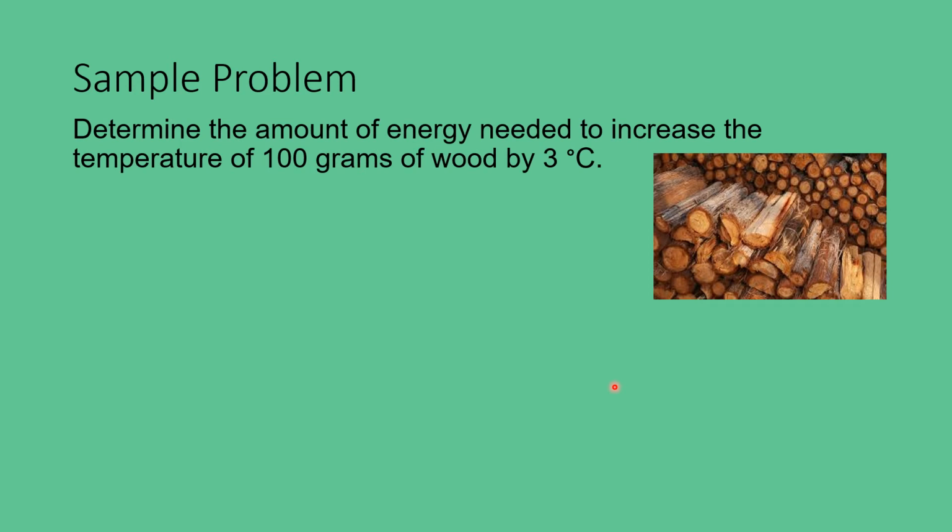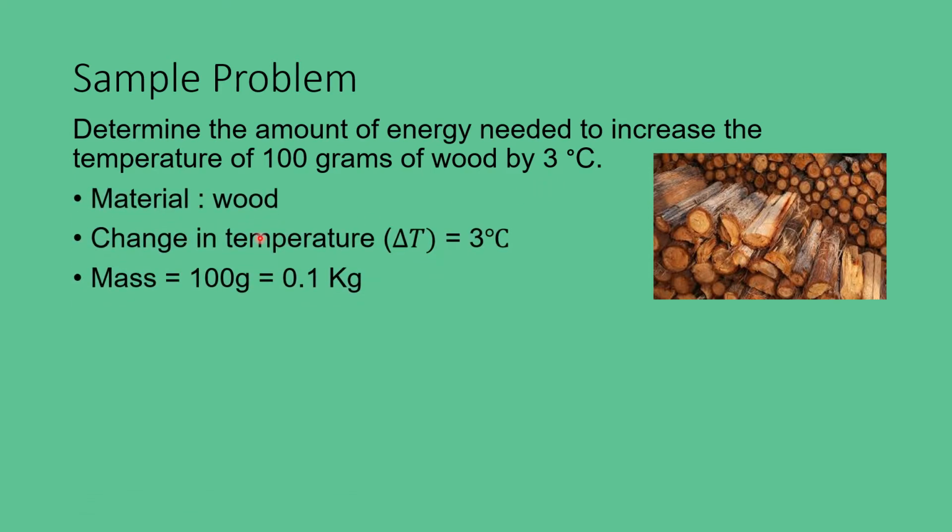In order to understand more clearly the concept of specific heat as well as the change in temperature of a substance, let us now solve a sample problem. Determine the amount of energy needed to increase the temperature of 100 grams of wood by 3 degrees. To solve this problem, let us first identify the given. Our material is wood. The change in temperature, or ΔT, is 3 degrees Celsius, and the mass is 100 grams, or that is equivalent to 0.1 kilograms.